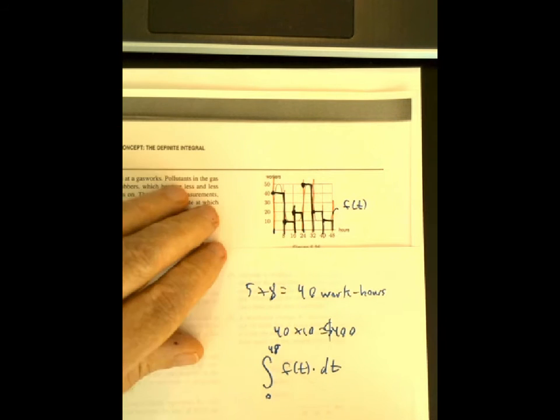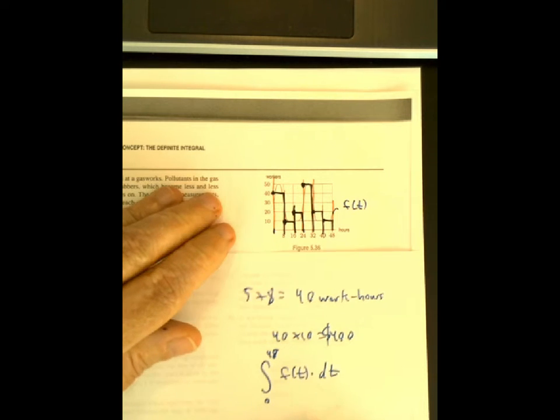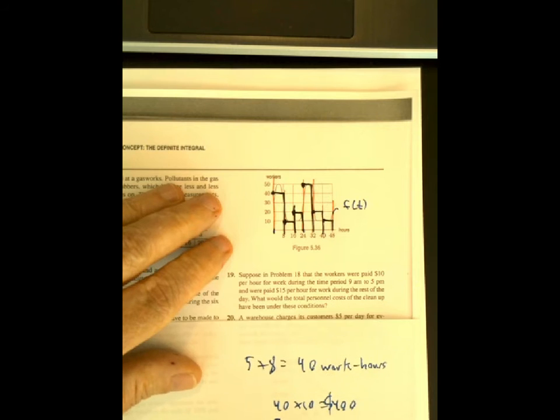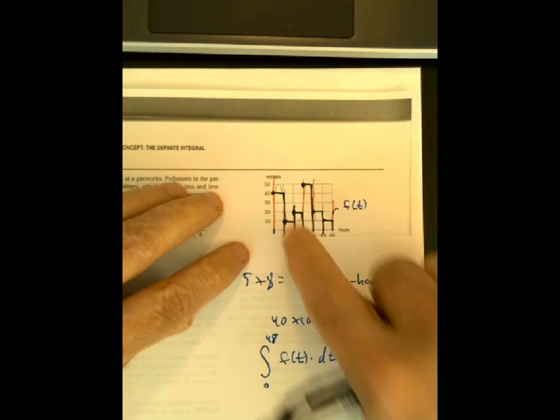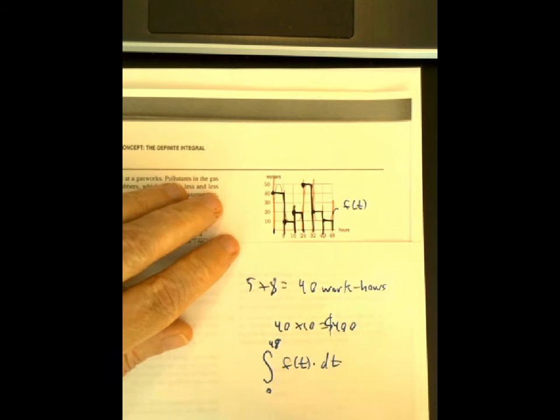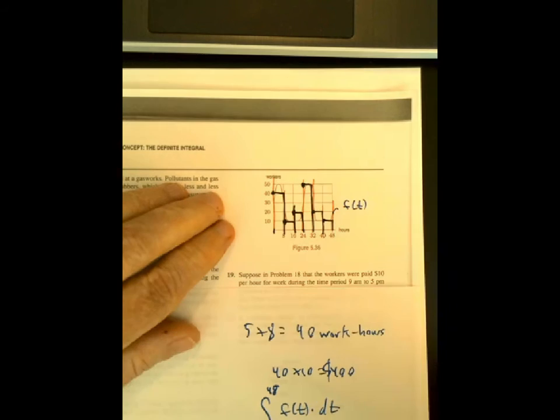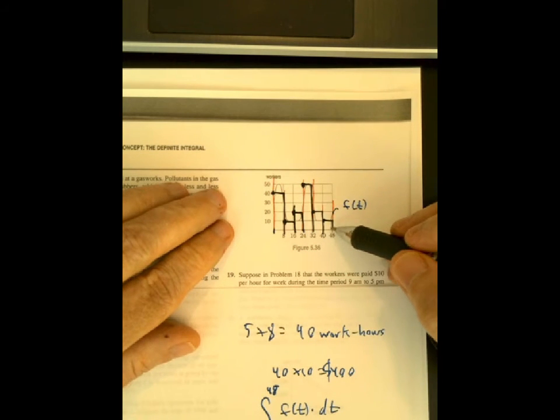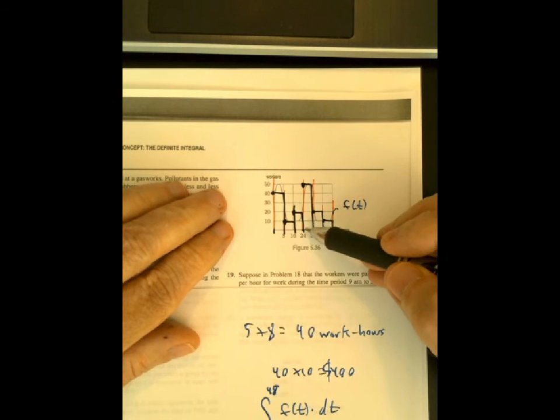Now, number 18 or number 19 throws an extra curve in. And that is that during each of these rectangles they're not being paid the same amount. So this says it starts at 9 a.m. on the first day. So we have to figure out, and I guess that's going to go till 48 hours. This is 24 hours later. This would be 9 a.m. the second day, right?